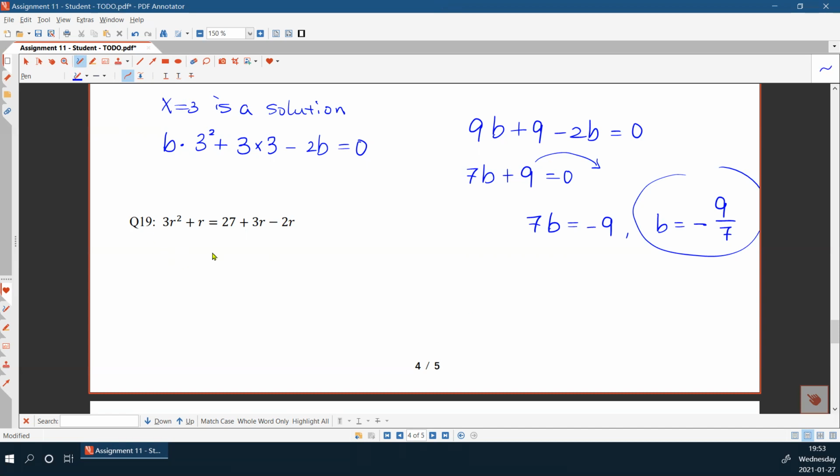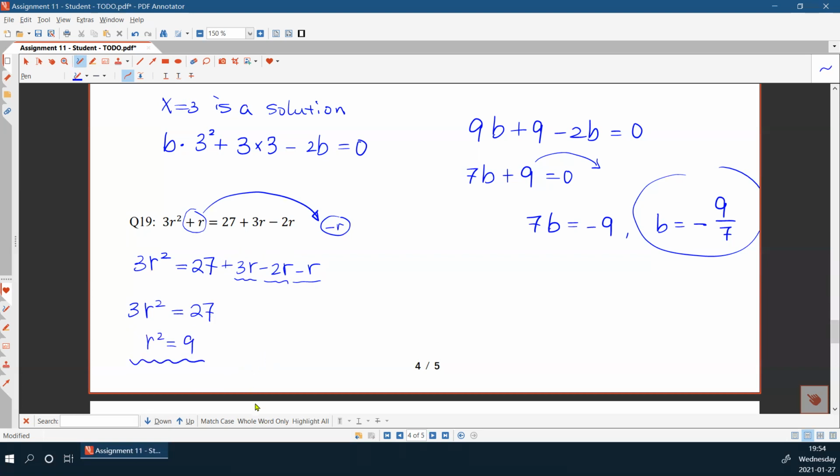Okay, next one. By first glance, there is R squared. It seems that it's not a linear equation, right? Let's try to merge similar terms first and see what we'll get. We can put the positive R to the right-hand side of the equation, which becomes a negative R, right? So this gives us 3R squared is 27 plus 3R minus 2R minus R, right? 3R minus 2R minus R is 0, so that means we have 3R squared is 27. This means R squared is actually 9, right?